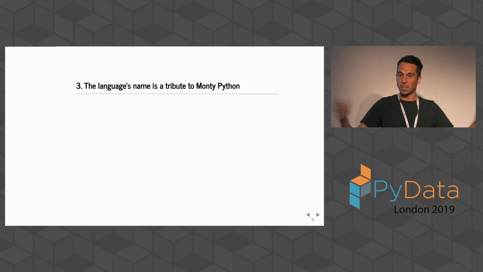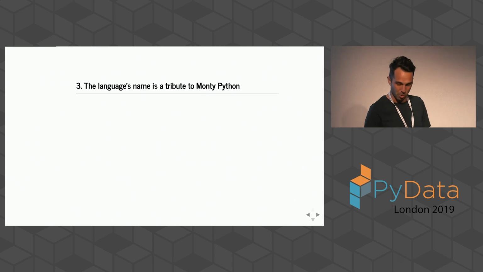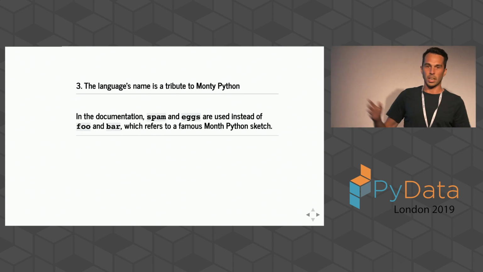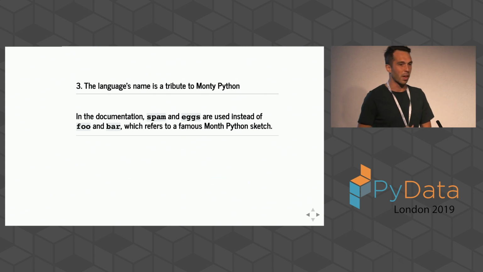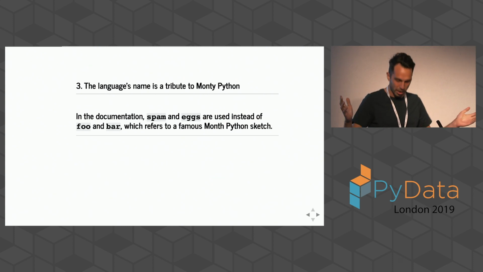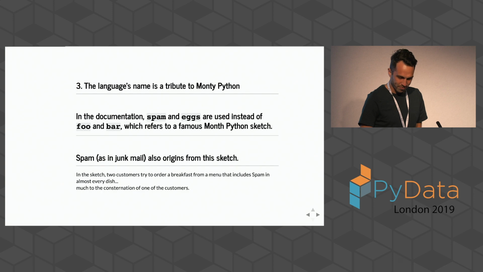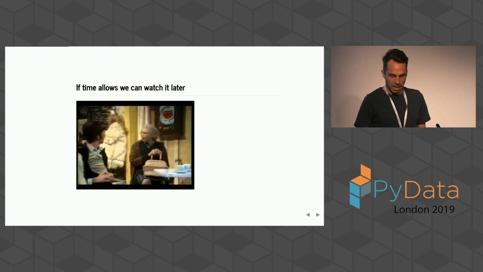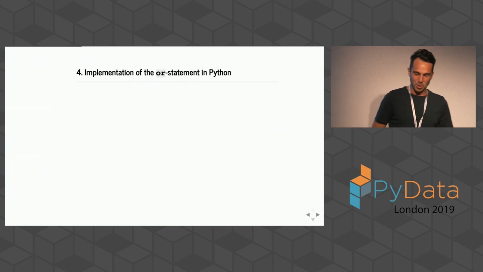I expect many people, at least from the UK, know this, because Monty Python is a British comedy show. But this one I really did not know: spam and eggs, which is used in the Python documentation, comes from a very famous Monty Python sketch. Spam as in junk mail also originates from this sketch, and the sketch is about customers that try to order breakfast from a menu that includes spam in almost every dish, much to the consternation of one of the customers. We don't have time to watch it, so check it out on YouTube.